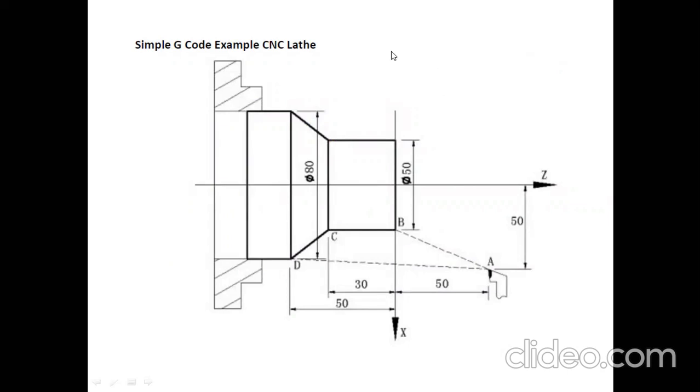Okay, Shubham, your question is N40, N50. N represents simply your line number. You can give N1, N2, N3, N4 as a line number, or N10, N20, N30. It is depending on you. Okay.